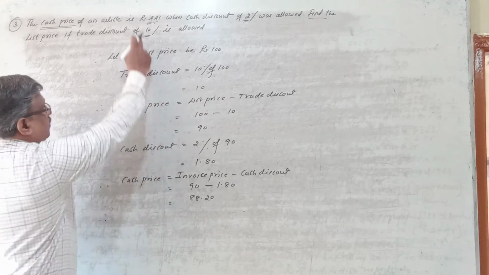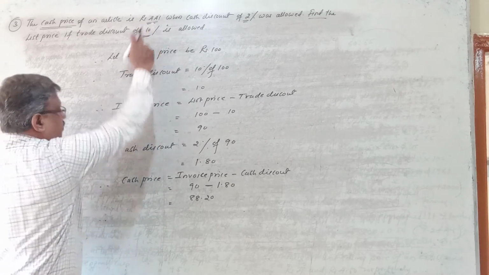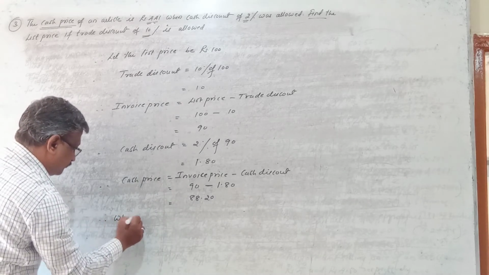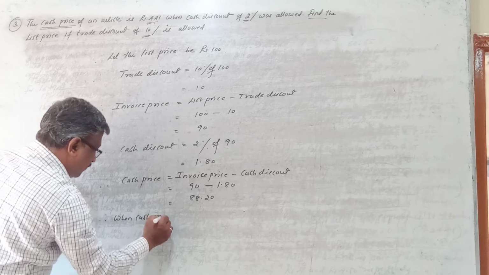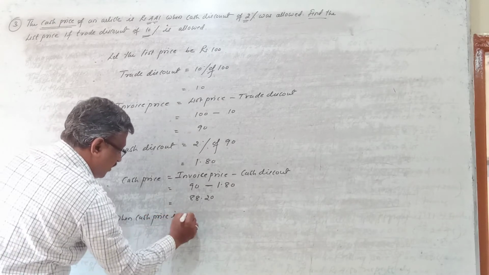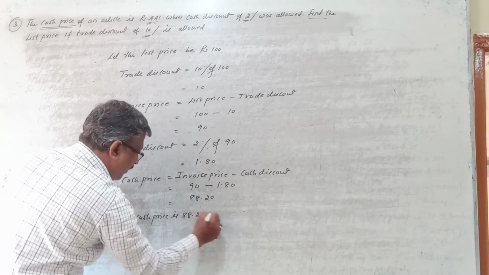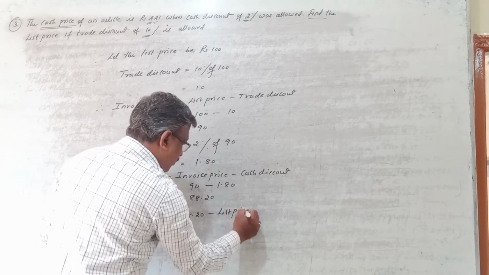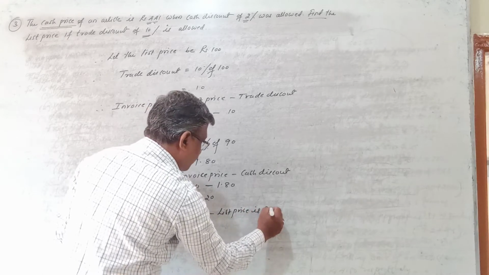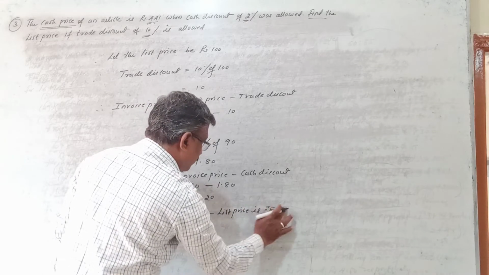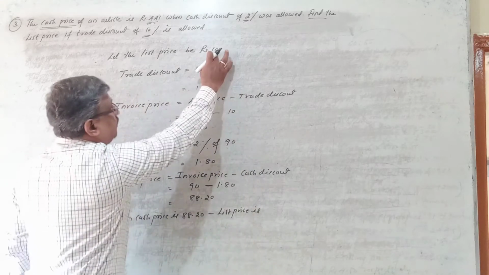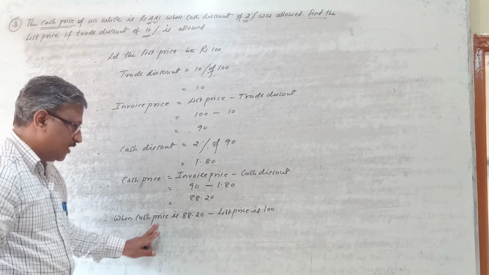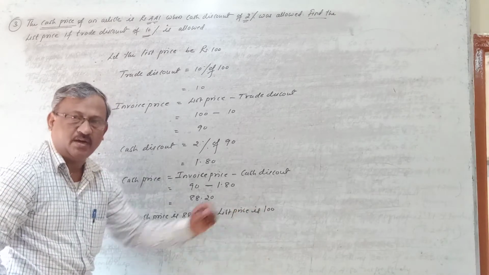So here which price is given? Cash price is given, so you have to start with the cash price. The equation is: when cash price is 88 rupees 20 paise, at that time what must be the least price? What is my least price here? 100 rupees. When 88 rupees 20 paise is my cash price, at that time my least price must be 100.